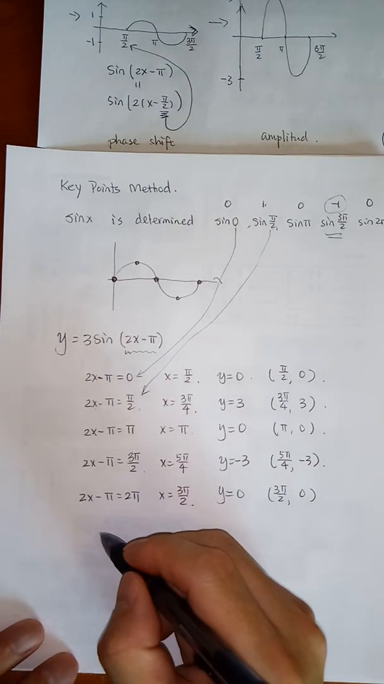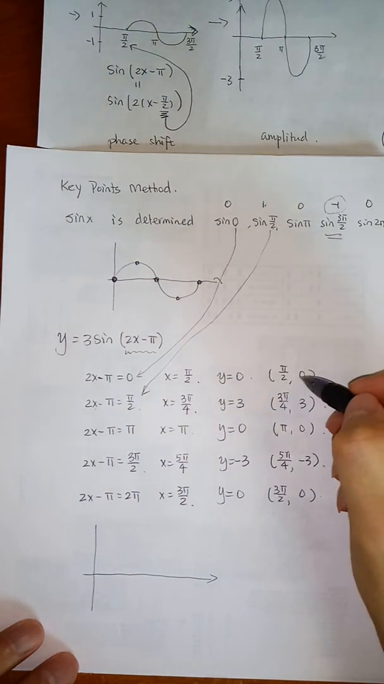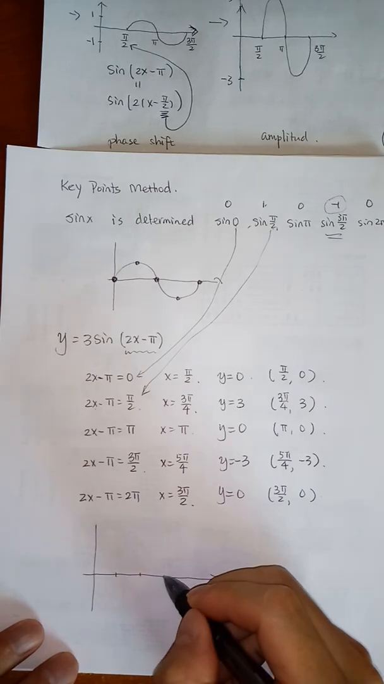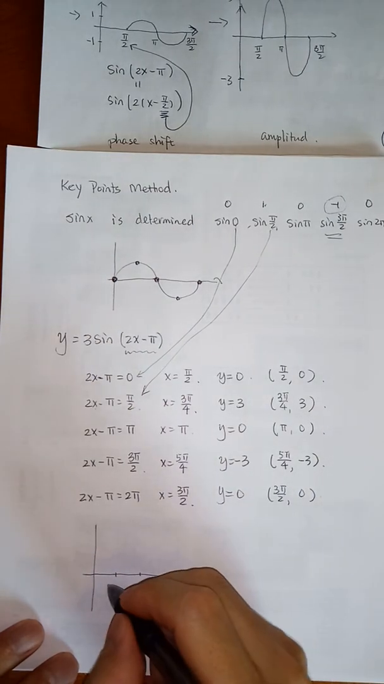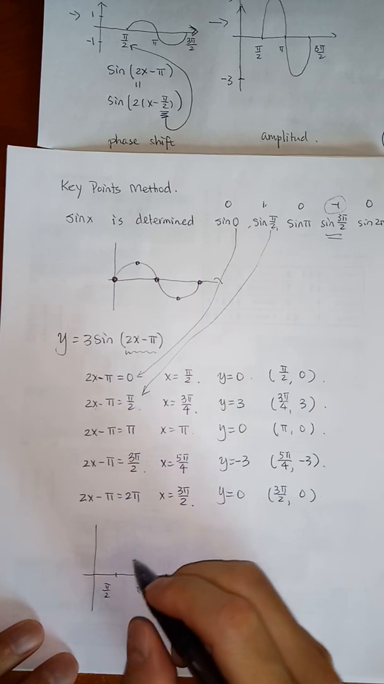Okay, so how do we graph? Pi over 2, 0. So you get pi over 2, pi, 3 pi over 2. Okay, so pi over 2. This is pi, the 3 pi over 2.